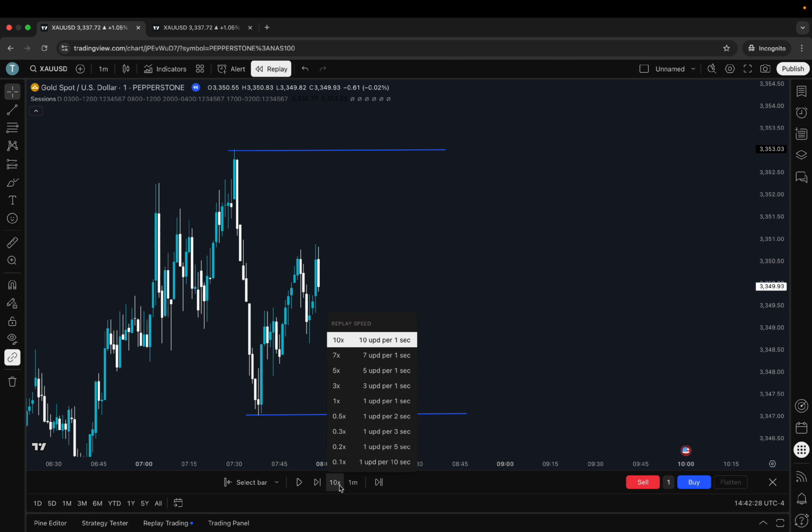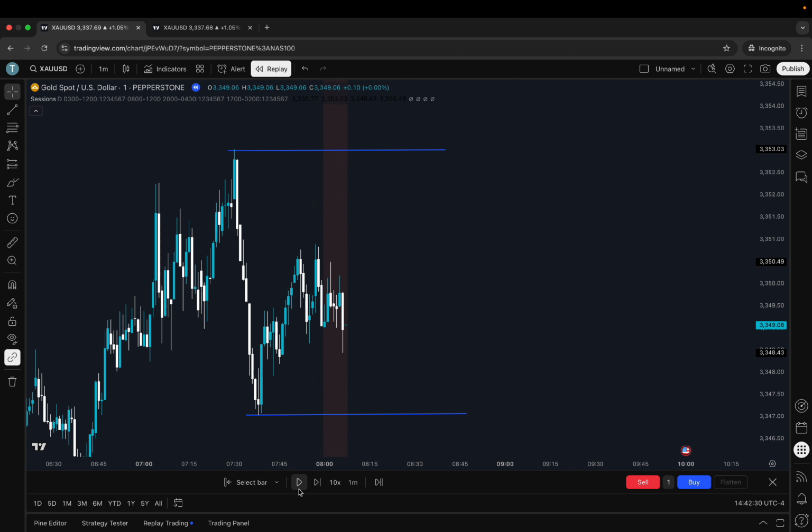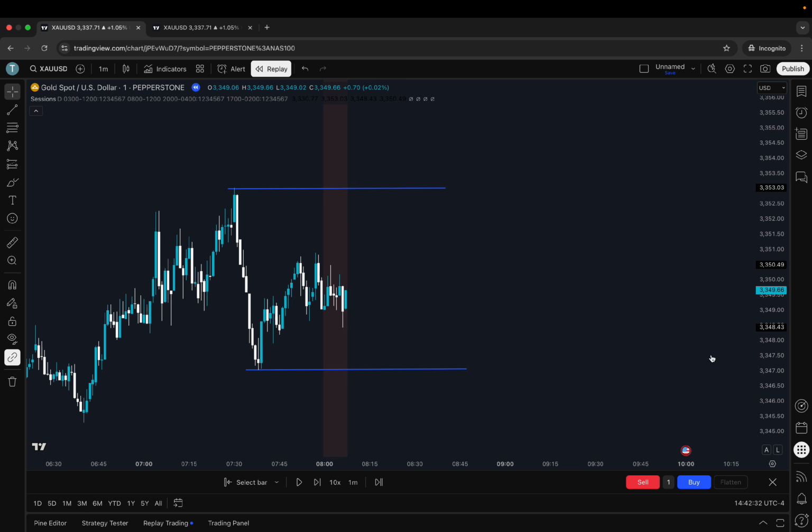So the first thing I'm going to do is speed it up, and we're going to wait for 8 a.m. to start. So we are in the 8 a.m. candle right now, and we are waiting for either this high right here or this low right here to be taken. And once one side of liquidity is taken, we're then going to decide whether to sell or take buy positions. So let's see what happens.